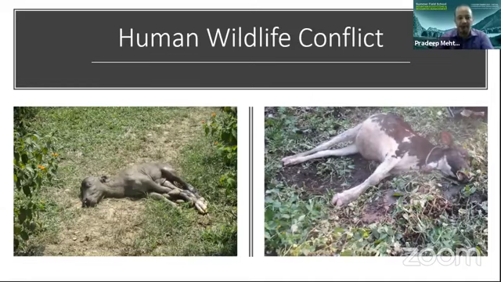So the movement of the animals is more towards the human habitation, and there we see a conflict between humans and the wildlife. And here we can see the livestock of people has been killed by the leopards. It is from the foothills of the mountains. So these kinds of incidents are very common now.